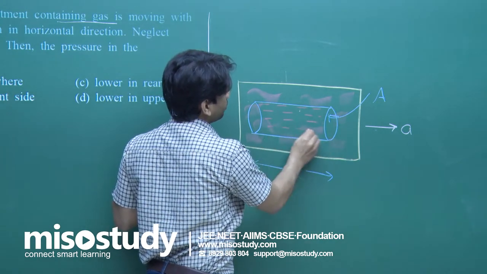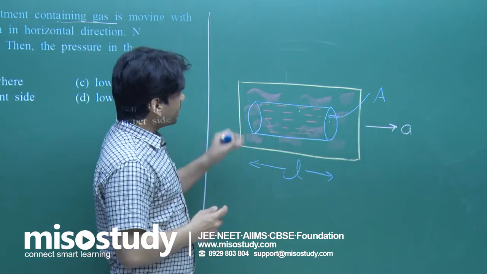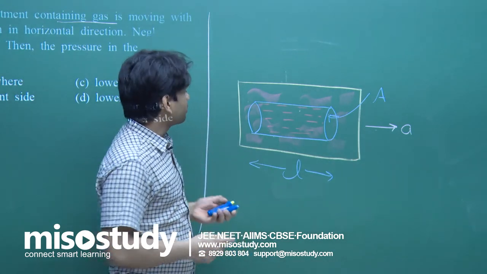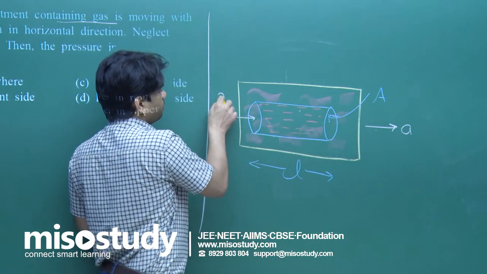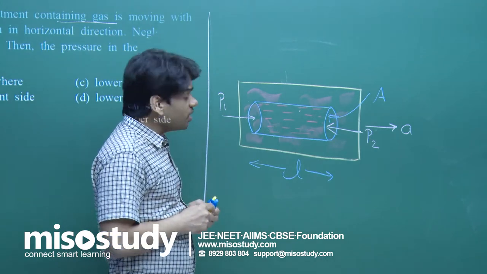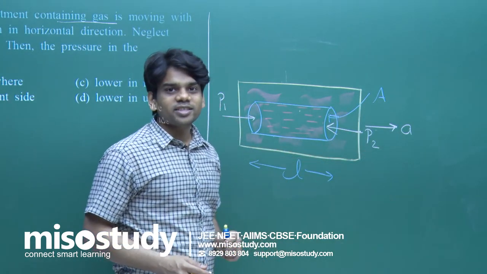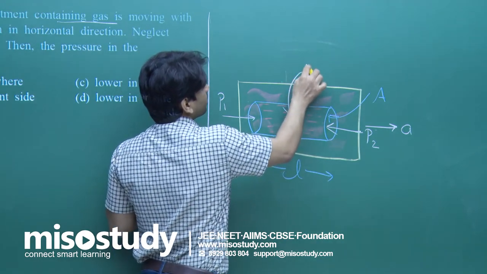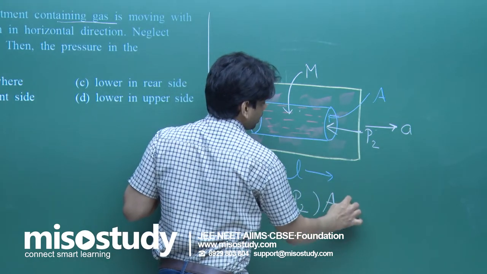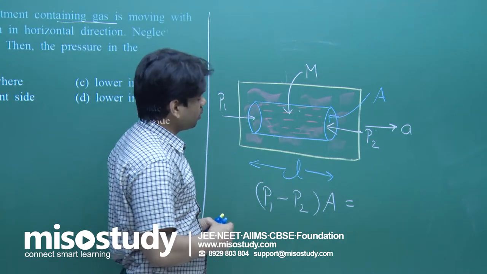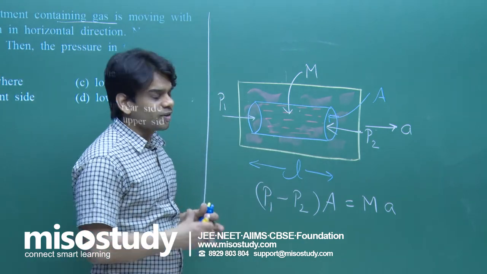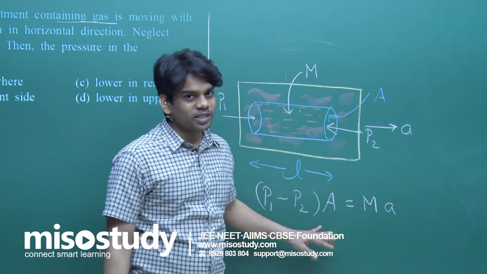Now, if I talk about its motion, because this entire gaseous system contained within this portion is moving with some acceleration. That is what is given. So if I take pressure at this point as P1 and pressure at this point as P2, can we write net force is equal to mass into acceleration? If the mass of gas contained here is M, we can write that (P1 minus P2) into A, pressure difference into area, will give you the net force, is equal to mass into acceleration, M into A. Quite simple.